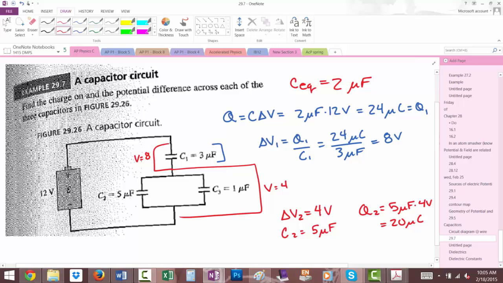Wait, why? Because in series the charge is the same on all the capacitors. So in series, these charges and these charges are the same. Oh, yeah. Okay.